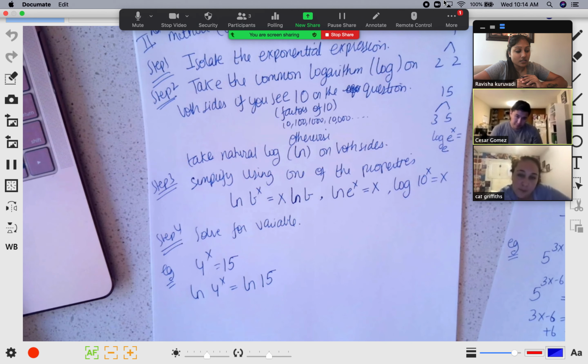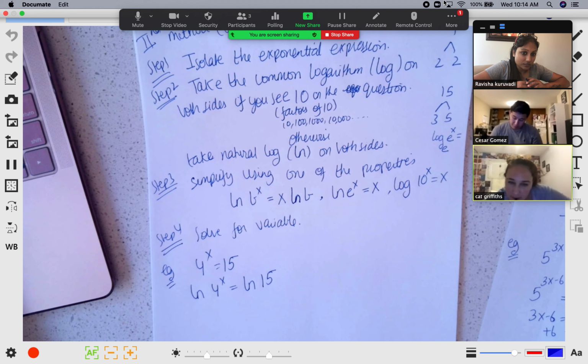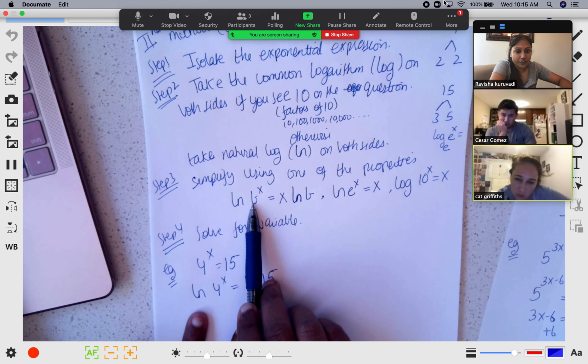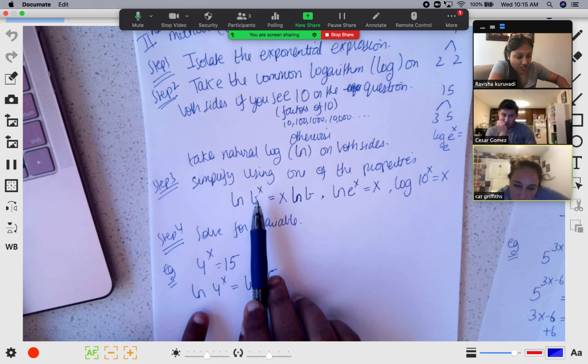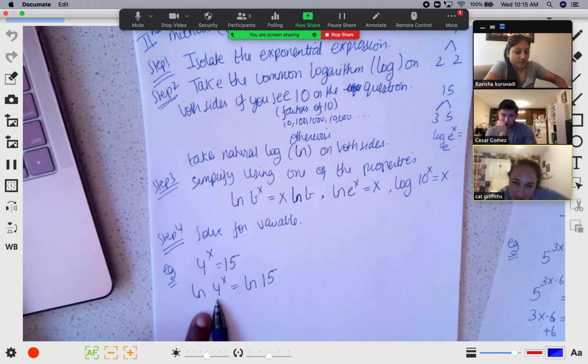Once you did this, I have to use one of these properties. Which one do you think, Kat, I'm going to use? It would probably be ln e^x equals x. Do you see e here? Oh, like in our equation? Here, yeah. Would 4 be e? 4 is b here. This b is just any number. So basically, when e, you will see e here. For 10, you will see 10 here. Oh, okay. So would it be the first one? Yes, ln b^x equals x ln b.